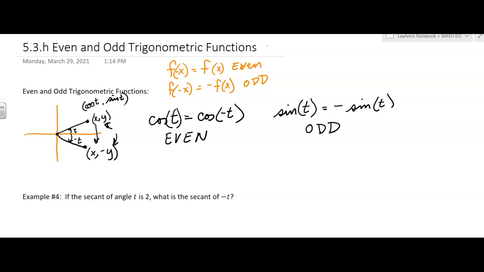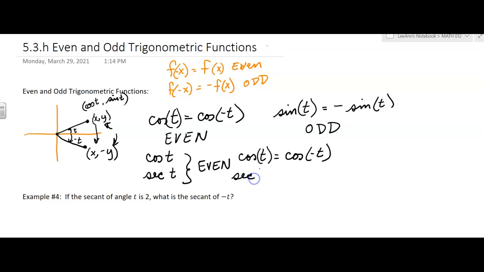Okay, so what happens here is cosine and its reciprocal, secant, these are even functions. So it means cosine t equals cosine negative t, and secant t equals secant negative t. But the sine is an odd function, and it turns out that all the other functions are odd.